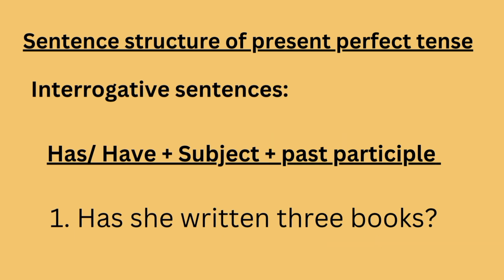To form interrogative sentences, the auxiliary verb has or have comes first. Let's understand it with example. Has she written 3 books?